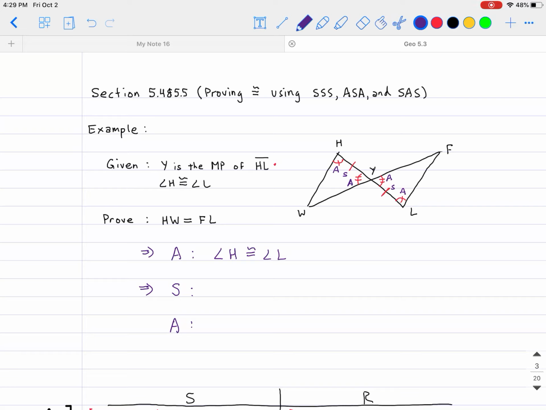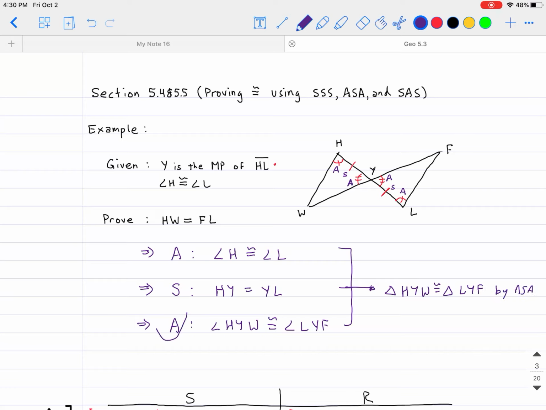Now, the second part of the subproof, what I need to do is prove that HY is going to be equal to, or congruent to, YL. Then the last part of the subproof is that I need to show that angle HYW is going to be congruent to angle LYF. Because as soon as I show all these three things, then that allows me, like in a flow chart, to say that triangle HYW is then congruent to triangle LYF by ASA, because you can see it over here on the side, right?